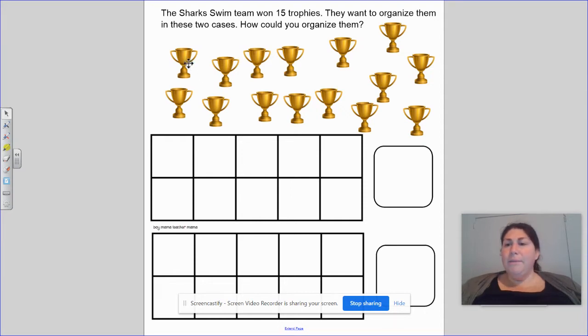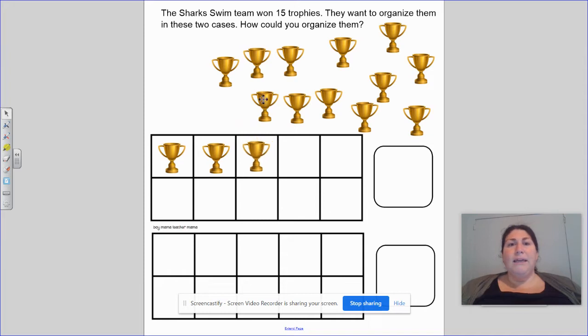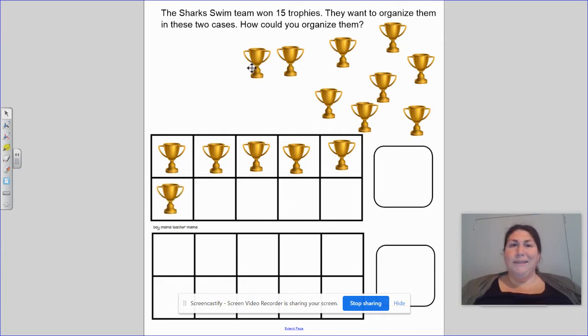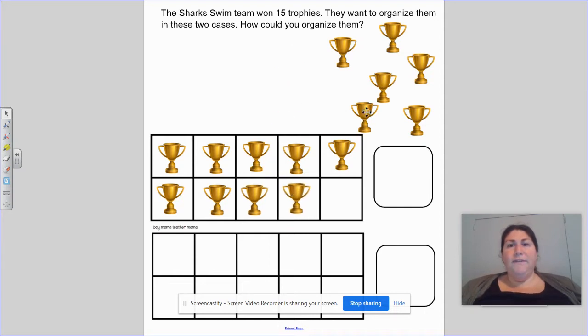So this is how I'm going to organize them. When I organize things, because the Shark swim team might win some more trophies, I'm going to make sure that the trophies are in every single spot they could be. I'm not going to skip any spots when I put them into the case, or in this case, it's the 10 frame. So watch me as I fill this one up, and then I'm going to keep organizing the rest of them.